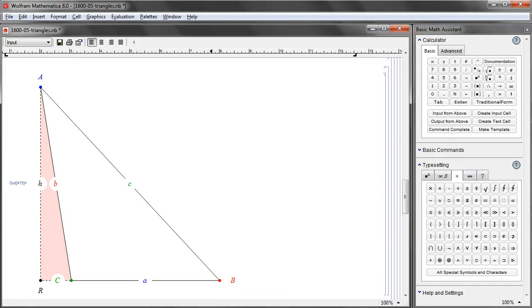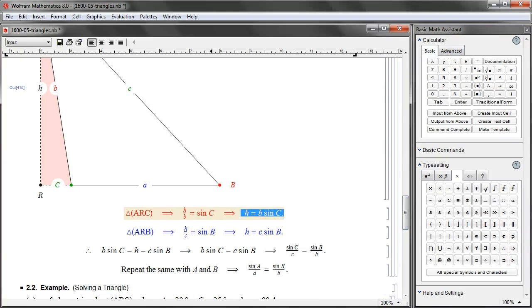How about the blue one? Well, we have to look at the right triangle ARB, which is a big triangle given by the outline. Height h is the opposite of the angle capital B, and c, small c, is the hypotenuse. So what do we get? h over c is sine of capital B. h is equal to c sine of B.